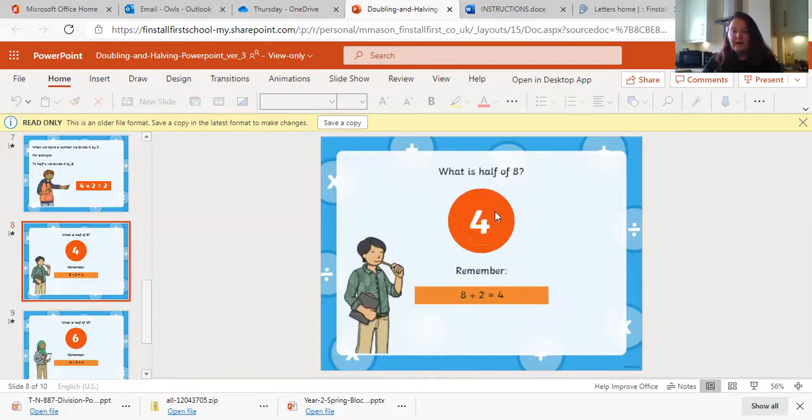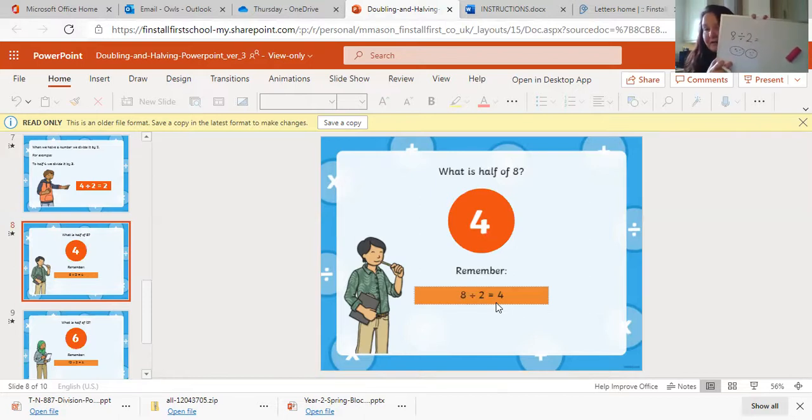Half of 8. Half of 8 is 4. I can check. Here's my 8. Shared by 2 equals 4. Now yesterday, if you remember, let me write that question down. Okay, there's my question. So I've got 2 plates and 8 items. Here's my 2 plates. 1, 2, 3, 4, 5, 6, 7, 8, and they get 4 each.